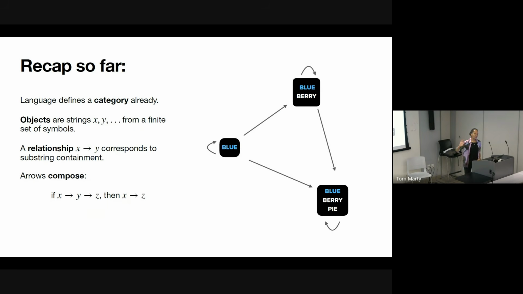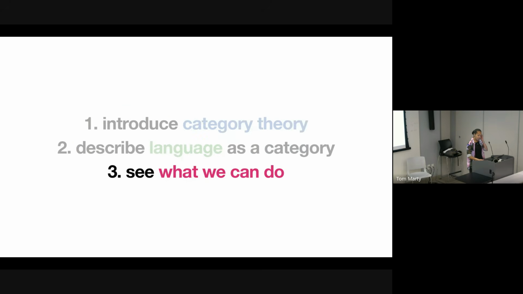But let me just recap so far. Before you even get to probabilities, you have something interesting. Language defines a category already. We already saw this. Our objects are strings from some finite token set or set of symbols. A relationship corresponds to substring containment, and arrows compose by transitivity. You may say, so we know if this thing sits inside of this other thing, what does that buy you? Well, it turns out there's actually a lot you can do with this.